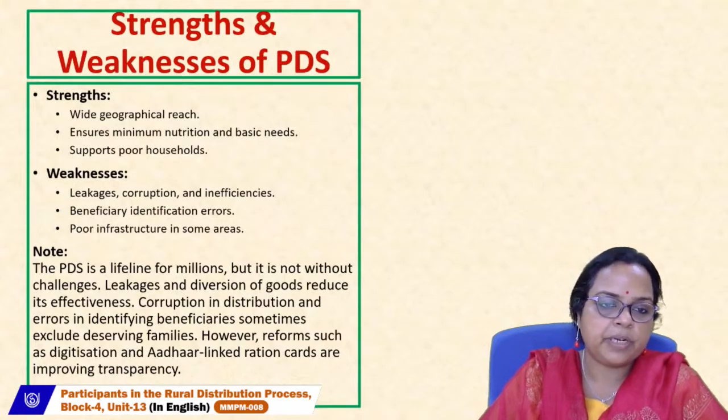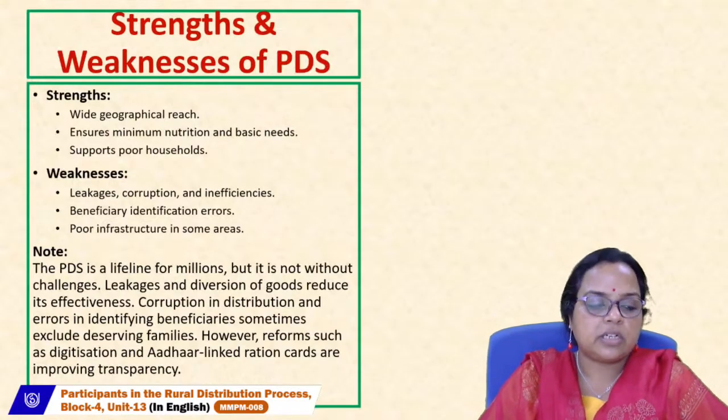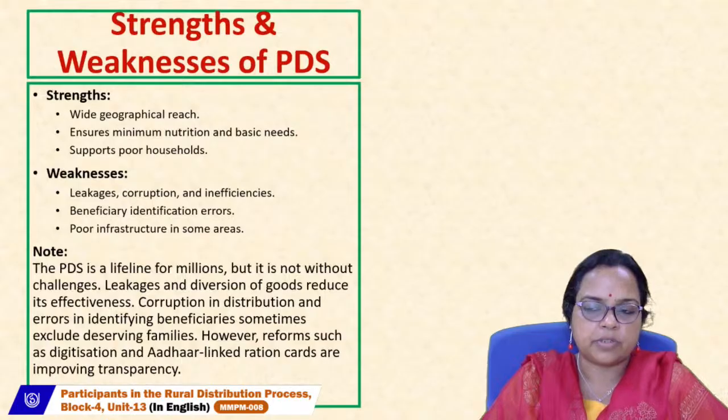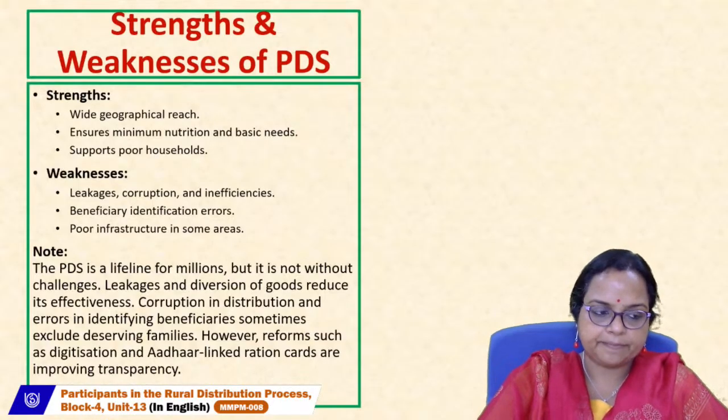So the weaknesses of the PDS system are leakages, corruption and inefficiencies, doubtful selection of beneficiaries, where there is always a mistake due to corruption and beneficiary identification, and poor infrastructure in some areas. So these are the strengths and weaknesses of PDS. PDS is widely available, but again it has weaknesses like corruption and leakages.